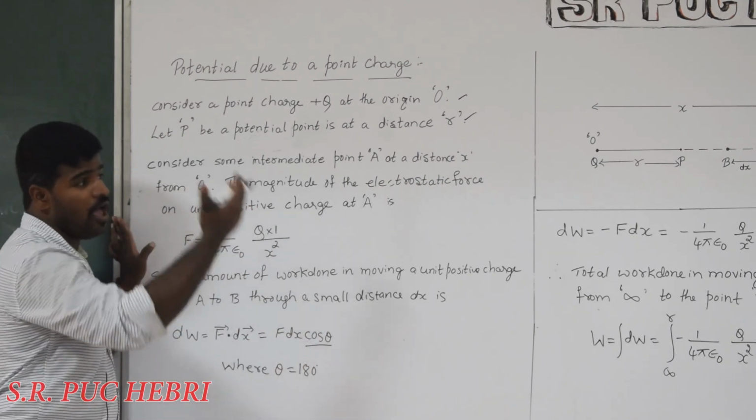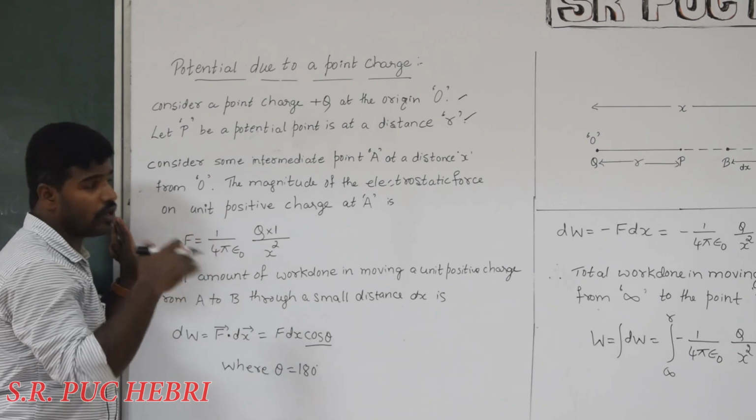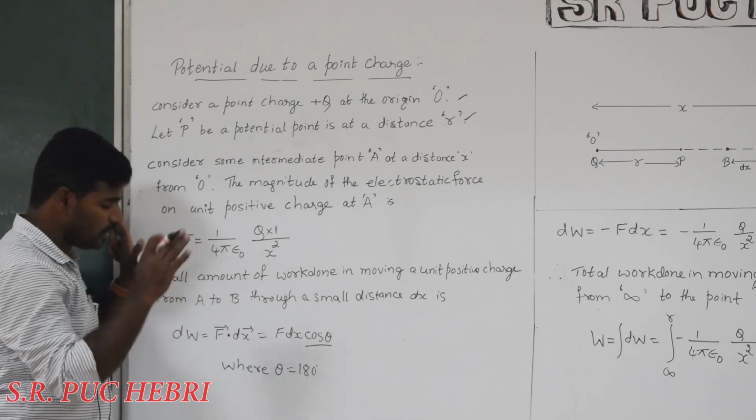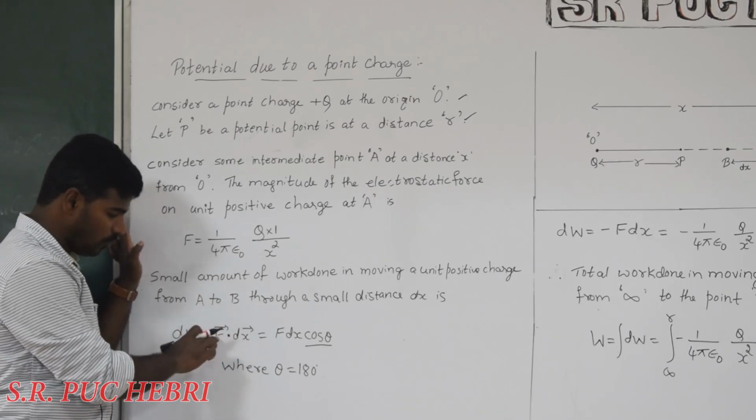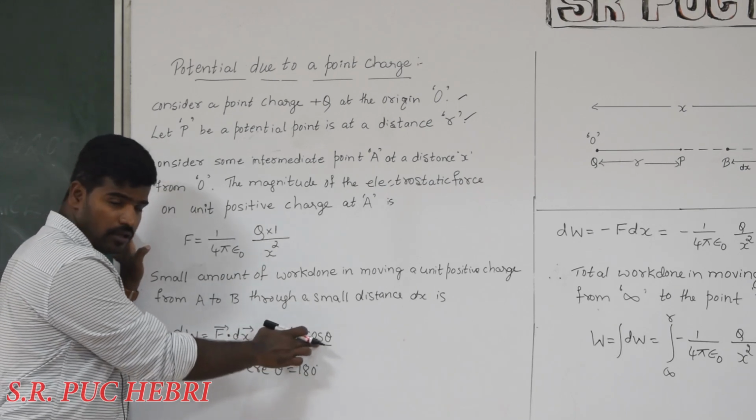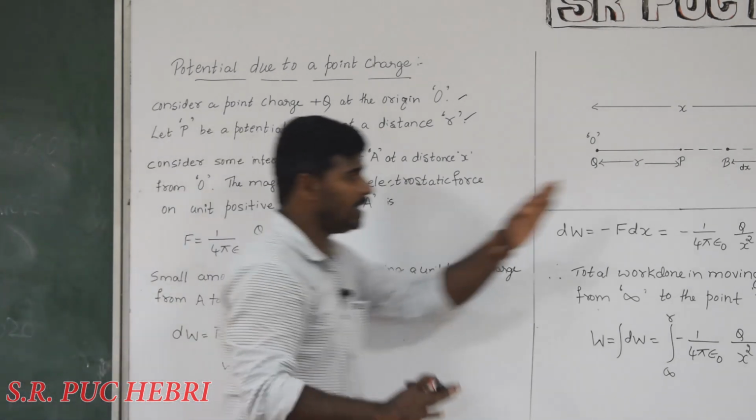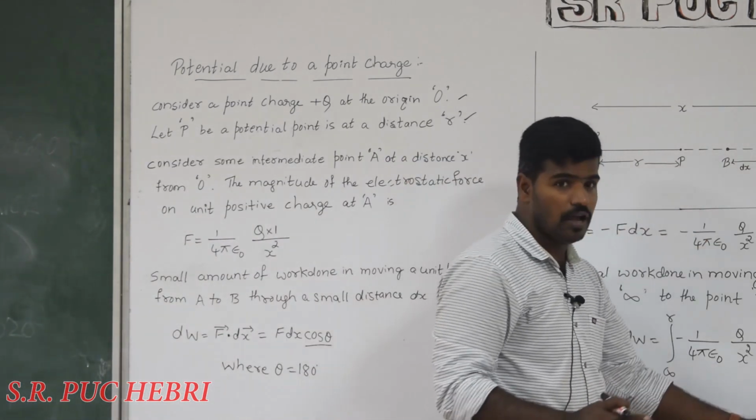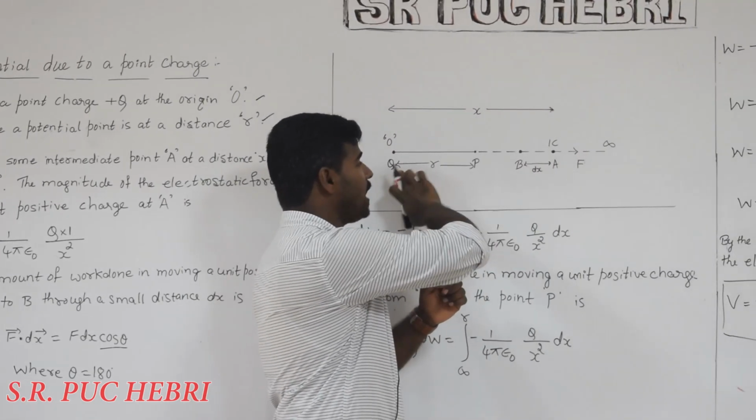The reason is that 1 coulomb of charge is brought from point A to B through a distance dx. Therefore there is a small amount of work done. Work done is nothing but force into displacement. Therefore F vector dot dx vector is equal to F dx cos theta. Is it clear? Now theta is the angle. See here the direction of the force: the direction of the force is along OP.